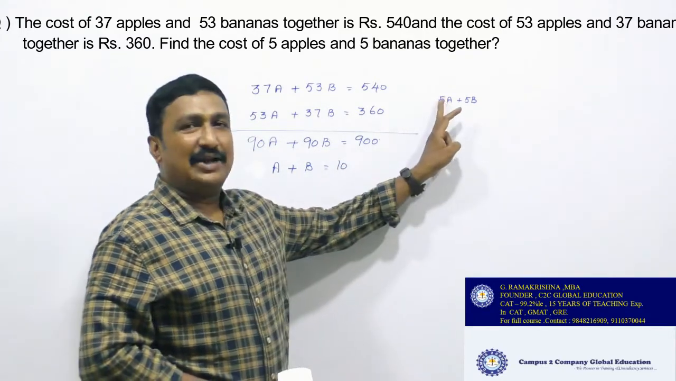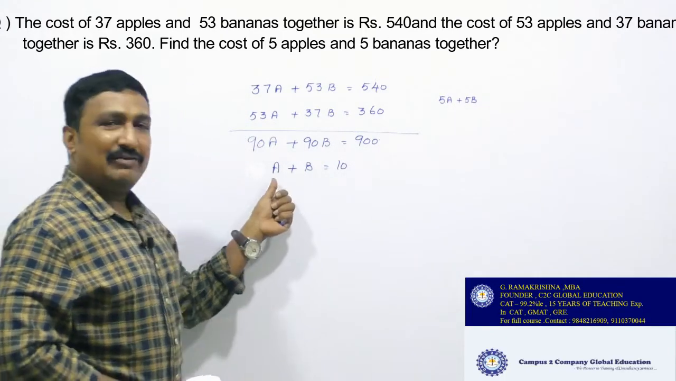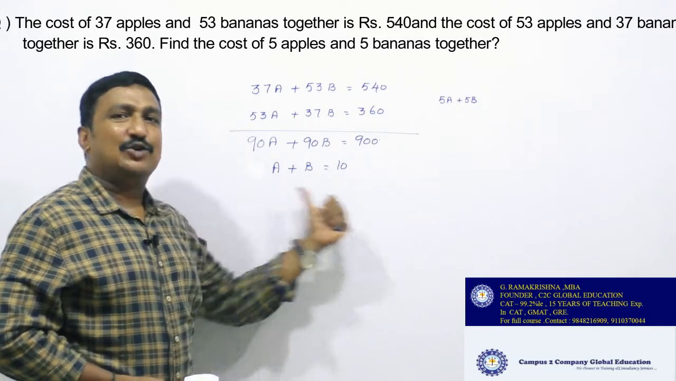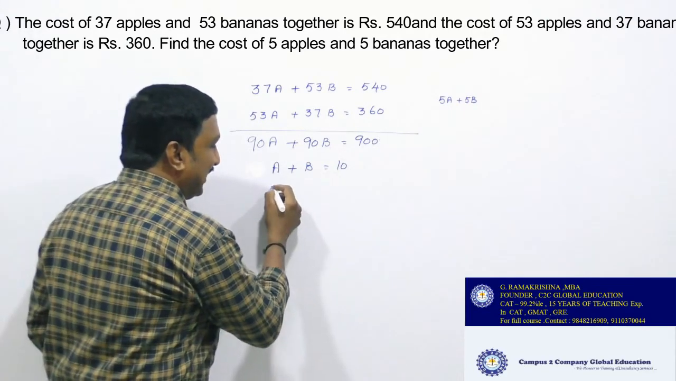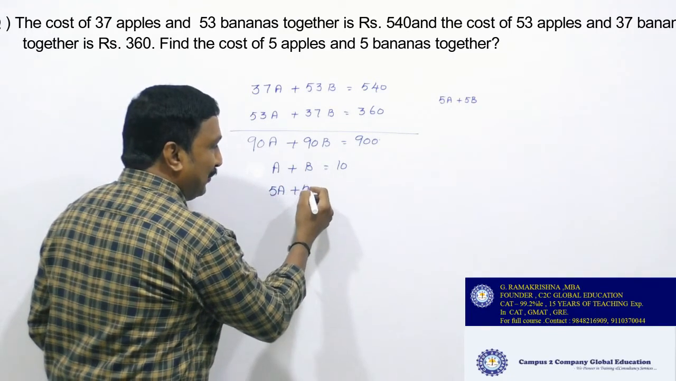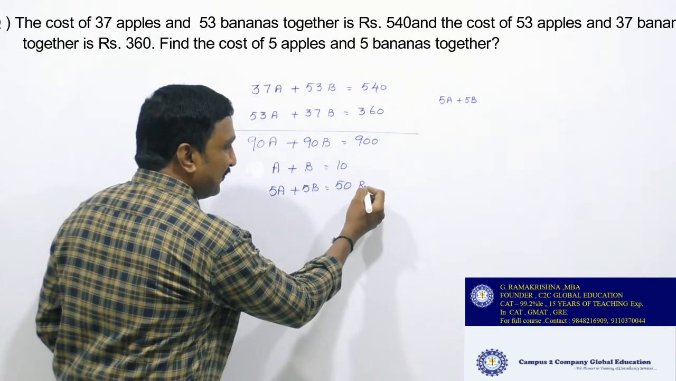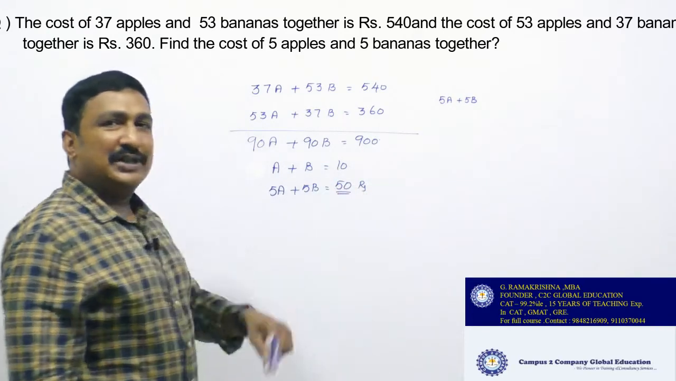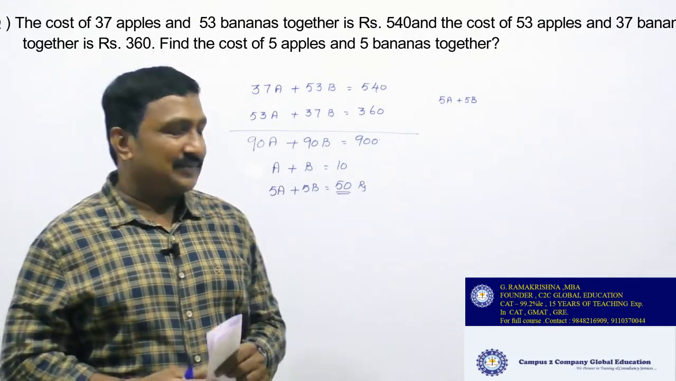But what should I calculate? I should calculate 5 apples and 5 bananas. So if I want 5 apples and 5 bananas, I should multiply the entire equation by 5. If you multiply the entire equation by 5, 5a plus 5b is equal to how much will become? 50 rupees.